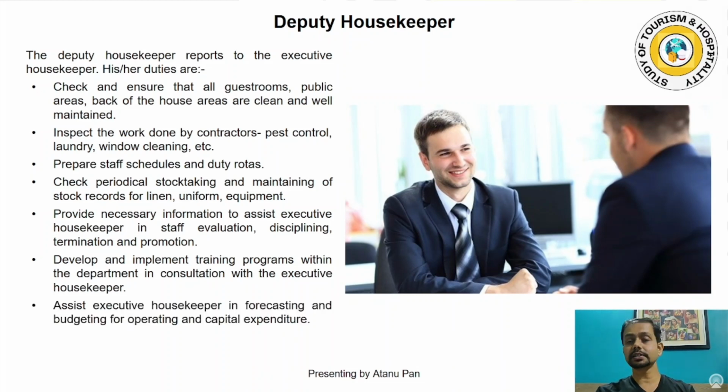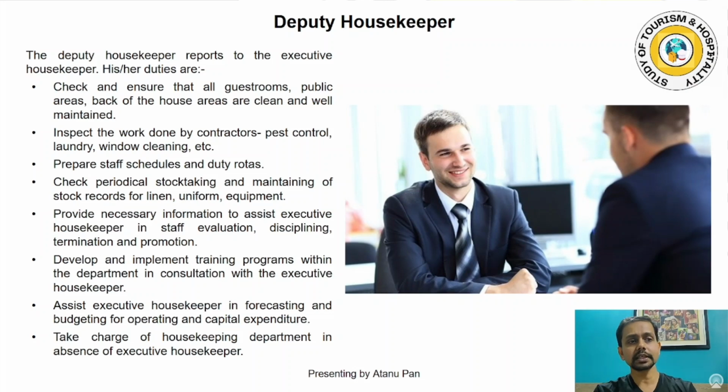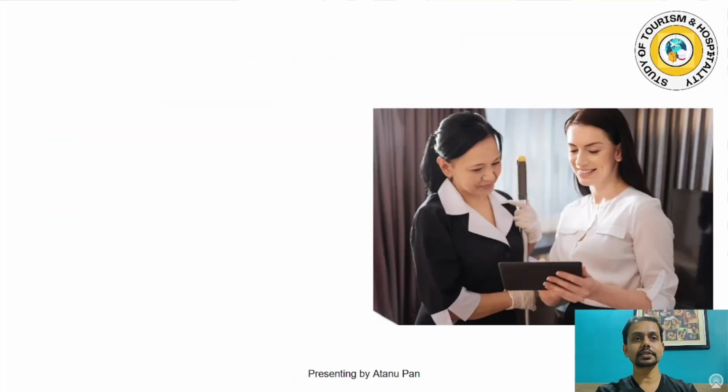And assist the executive housekeeper in making the budget and the operational and capital expenditures, like whatever expenses the department is having, what will be the future budget, or preparation of the budget. The deputy housekeeper helps the executive housekeeper in preparing that. And the last one is take charge of the housekeeping department in absence of the executive housekeeper. So if the executive housekeeper is not in the hotel, then the deputy housekeeper takes the role, takes the position here. So that's all about the deputy housekeeper.